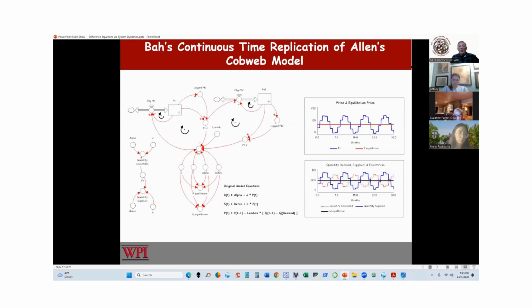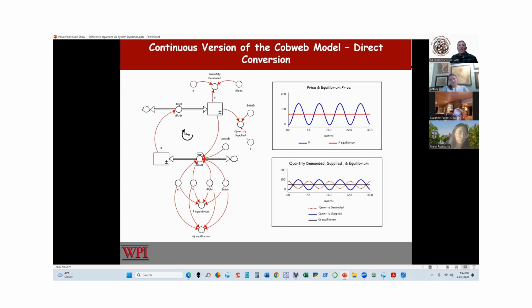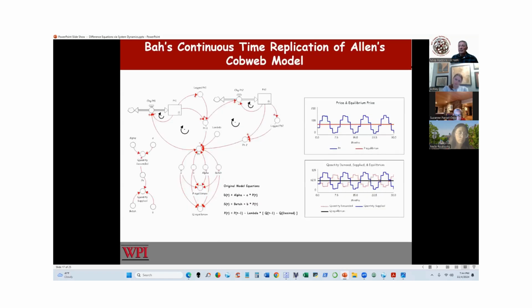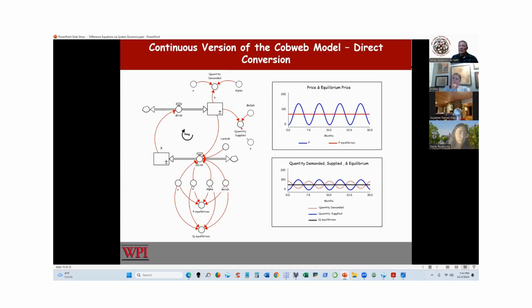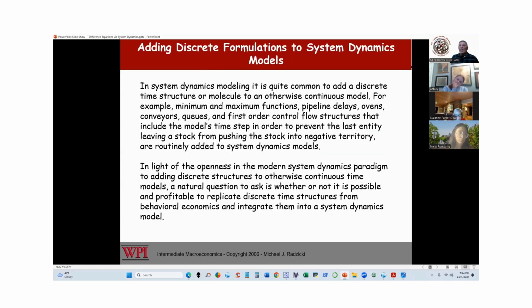And then he found it was hard to exactly replicate that particular version of the cobweb model. So he found another one where he was able to replicate it in discrete time and then in continuous time, almost exactly. So here and here. Now, why am I asking him to do this, other than, well, that's interesting or not, depending on what you find interesting?